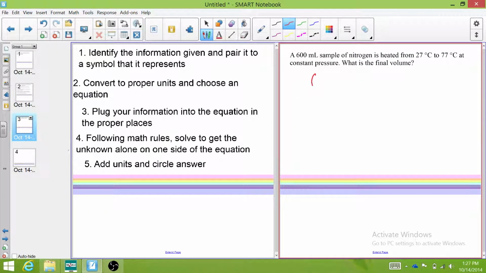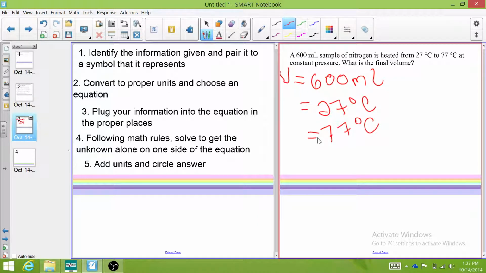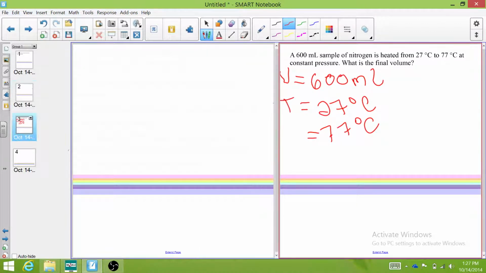So I'm going to write that down. I have 600 milliliters. I have 27 degrees Celsius, and I have 77 degrees Celsius. Now I need to connect this or pair it to a symbol that it represents so that I know what the concepts are here. So milliliters is a unit of something that we call volume. And I know that my symbol for volume is V. So I'm going to represent that V. Degrees Celsius is the unit for something that we call temperature. And that is a capital T.